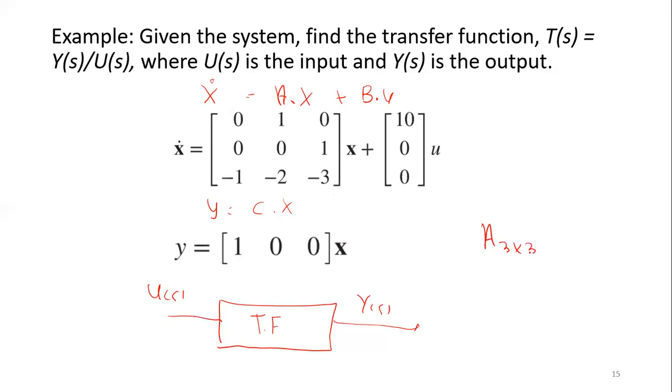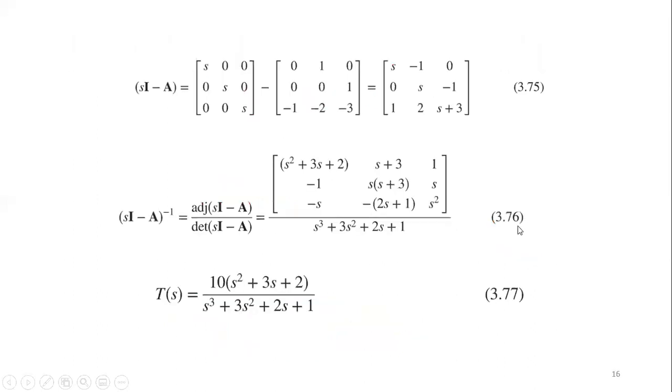Right? So when we want to transform it into a transfer function, since it is a 3 by 3 matrix, our identity matrix also has to be 3 by 3. So a 3 by 3 identity matrix minus the A matrix, then you will get the output here. Next is the inverse of this, SI minus A.